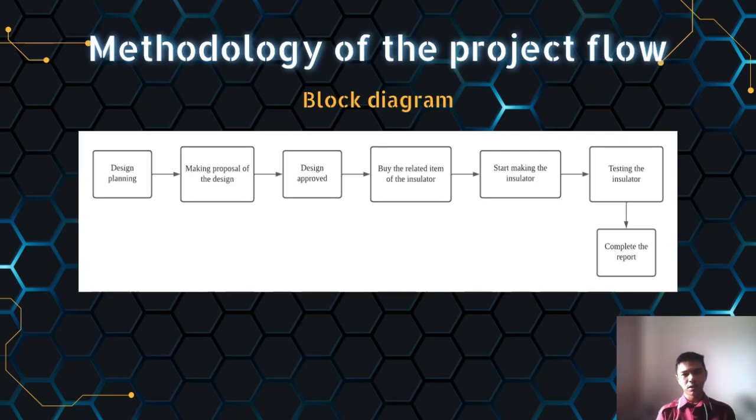After the design was approved, we went to buy the related items of the insulator, following the proposal design. So we bought the porcelain plate, porcelain bowl, PVC rod, and glue, and also spray paint to spray our insulator. The substance was cement and oil. We use corn oil to put in our core rod. After we bought the related items, we started making the insulator.